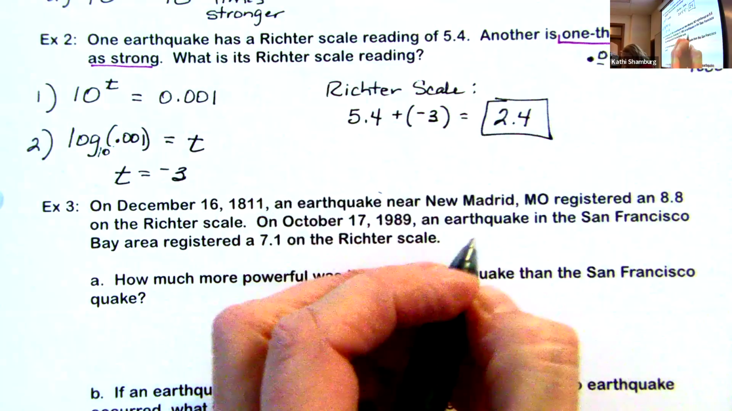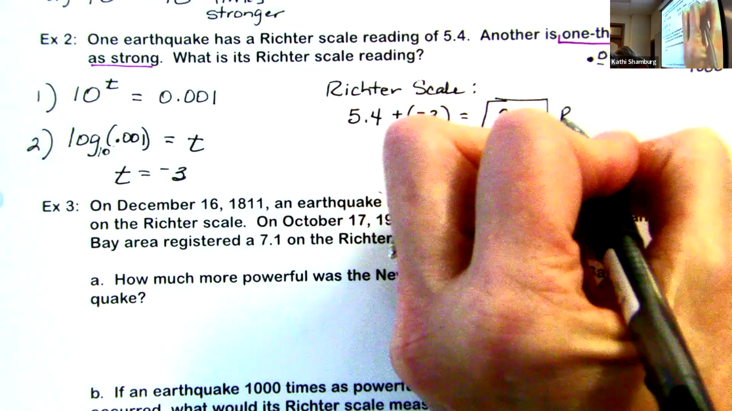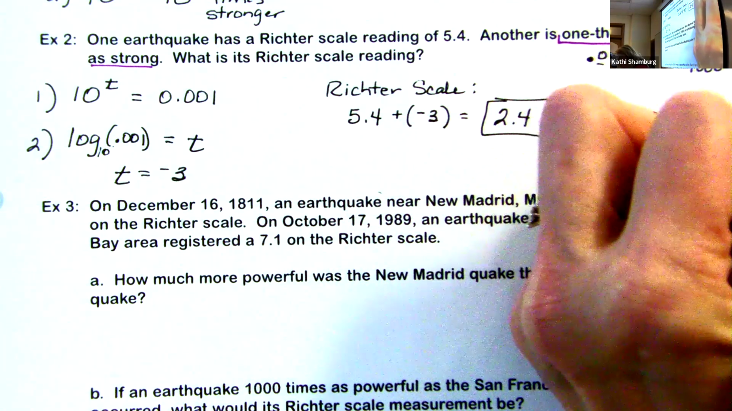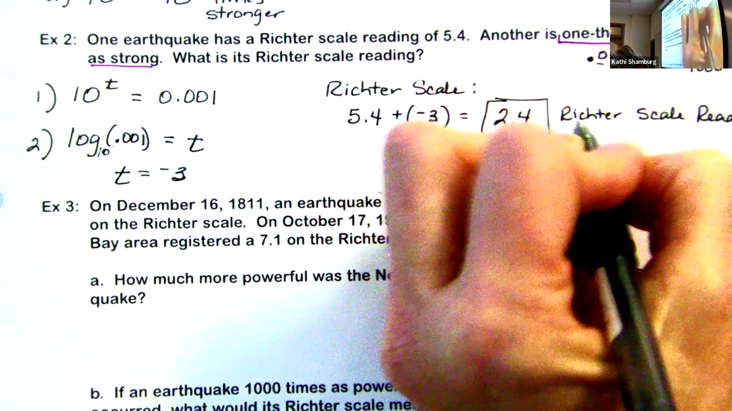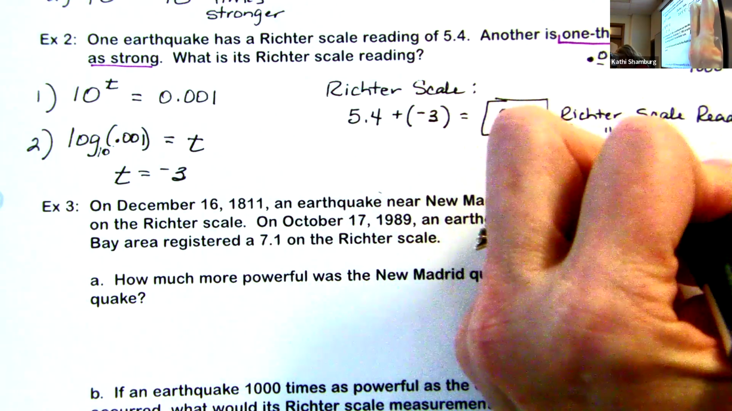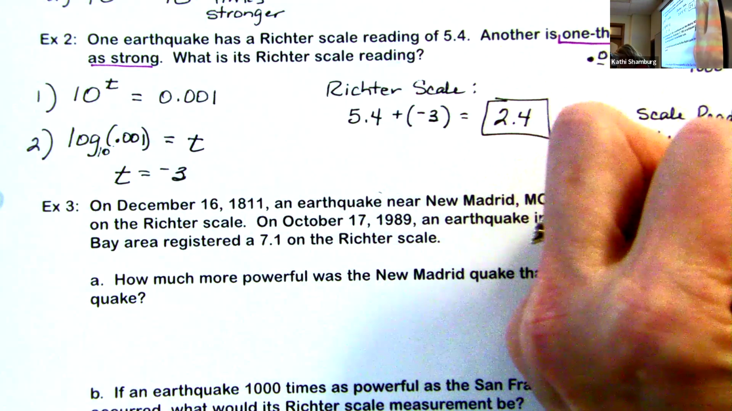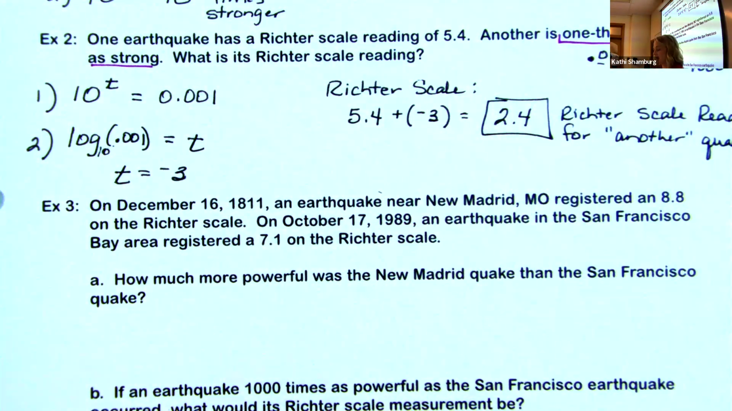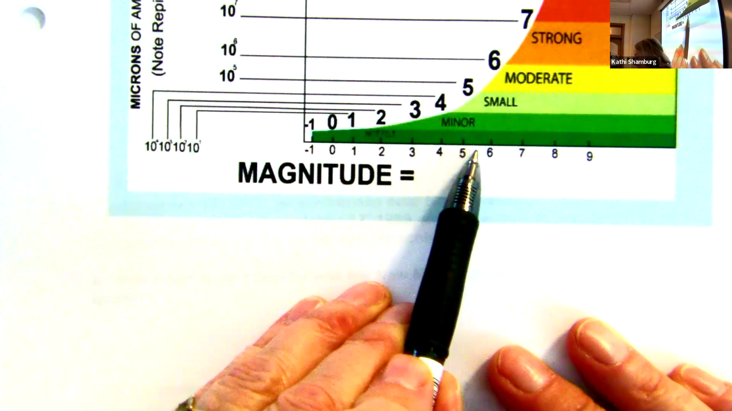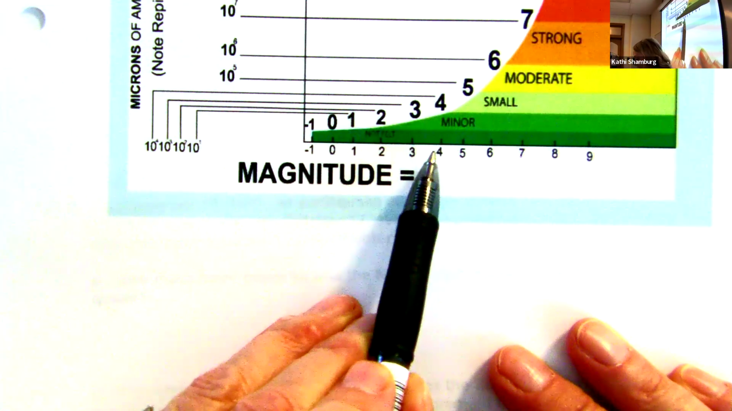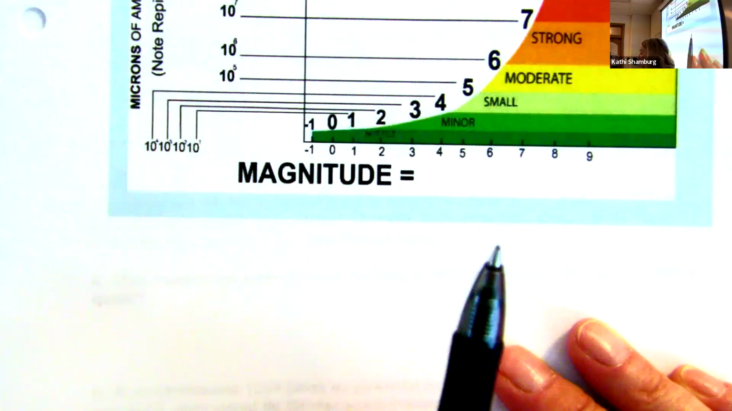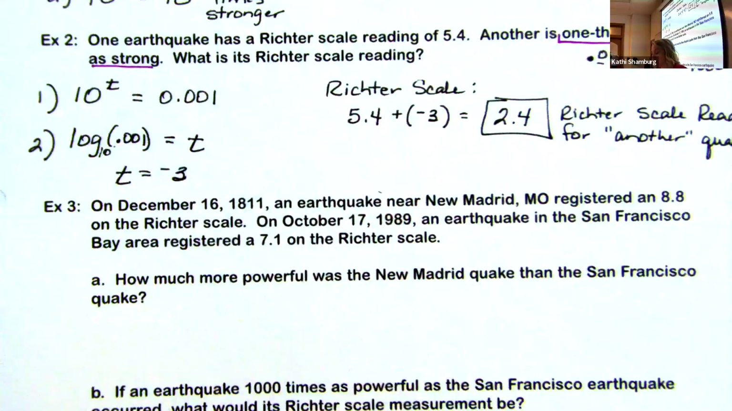So this was the Richter scale reading for the other quake. Which makes sense, because if you're at 5.4, then you go to 4.4, 3.4, 2.4, if you went -3. So it makes sense in relationship to that, okay?